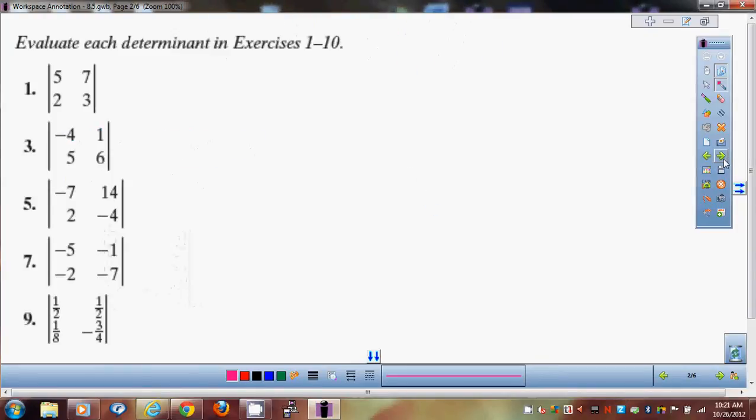The whole next slide is just finding 2 by 2 determinants. We've actually already done the very hardest one. AD minus BC. I'll do one more just for the heck of it. How about number 3? Number 3.